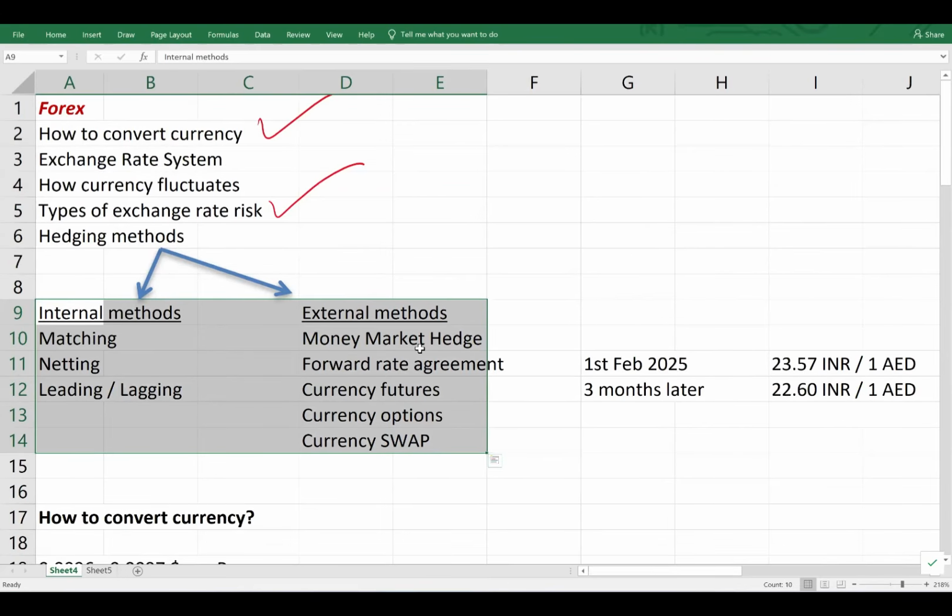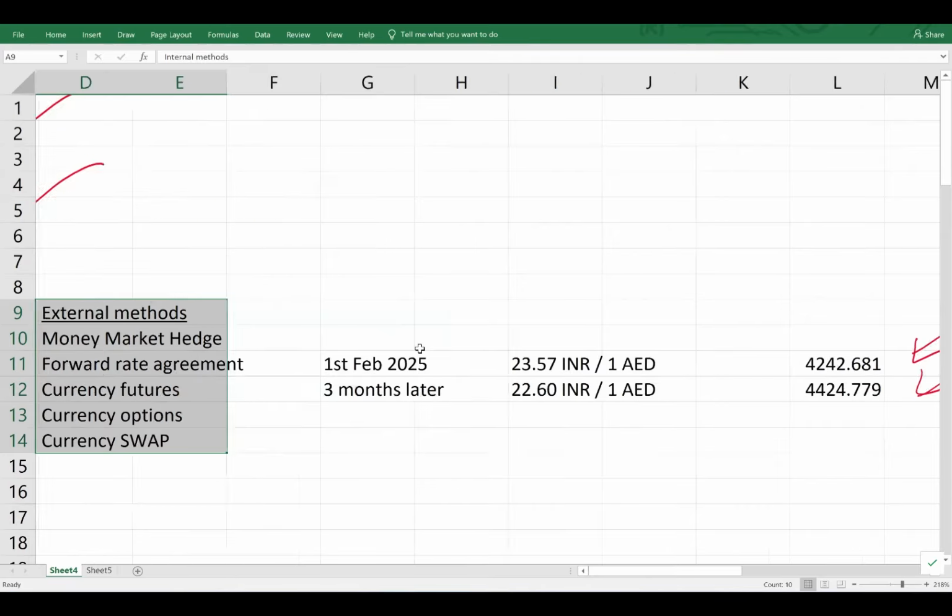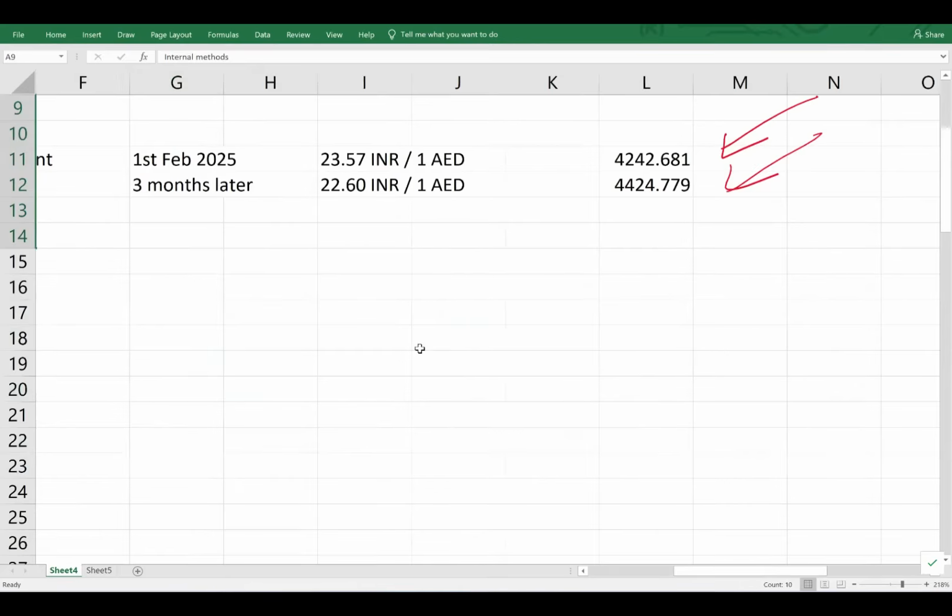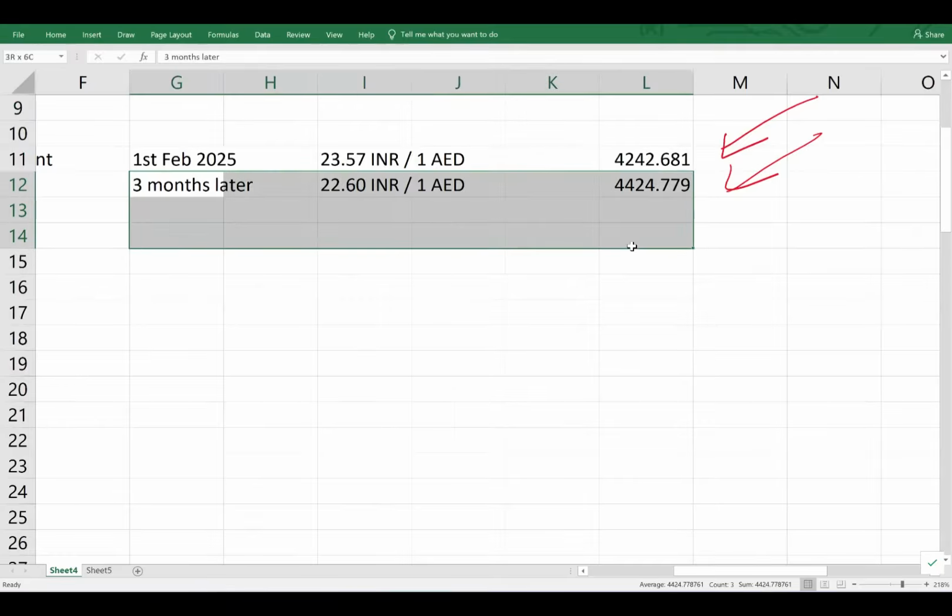Okay, so the first point we raised is how you will translate your currency. Sometimes you have to divide, sometimes you have to multiply. But now we have another challenge. What is the other challenge?